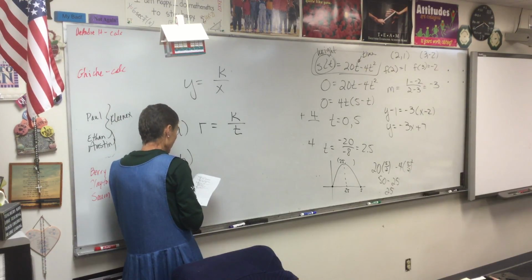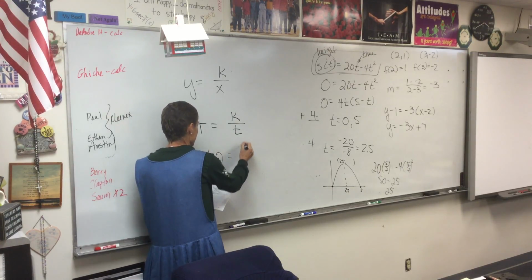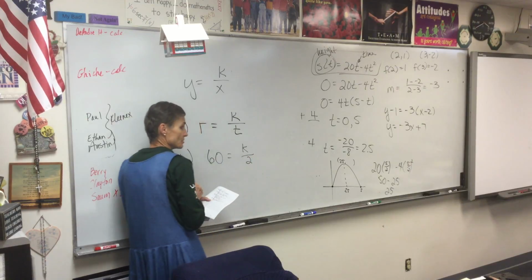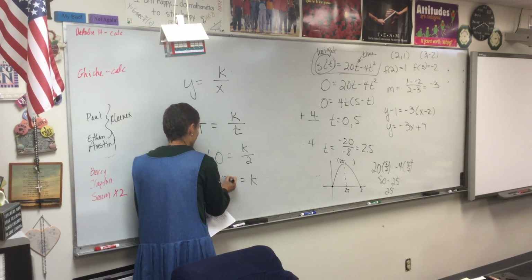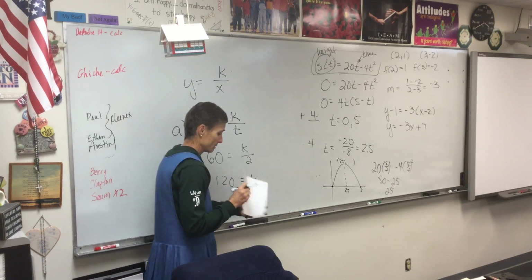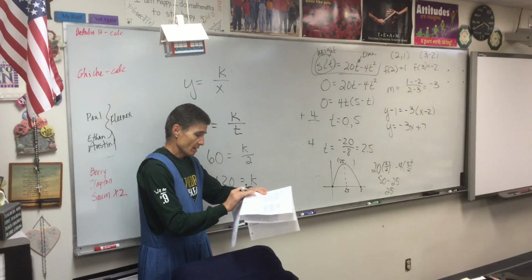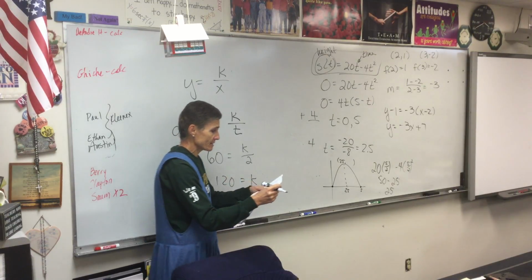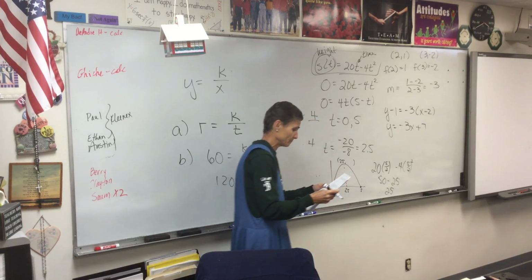Now, how am I going to find K if R is 60 and T is 2? Plug it in. So R is 60 and T is 2. So what's K? 120. Easy, easy, easy. All right, let's look on the back side of this. There are a couple of extra word problems on the back side of that paper.